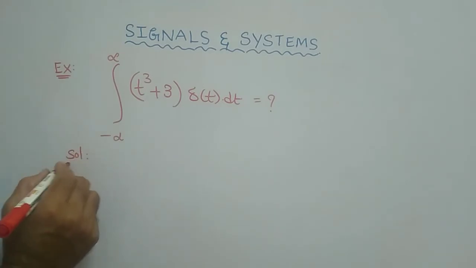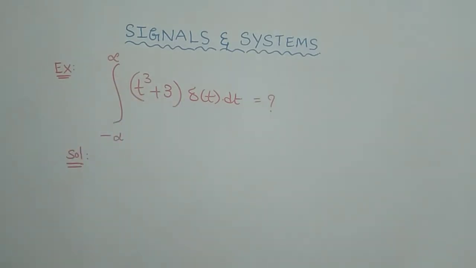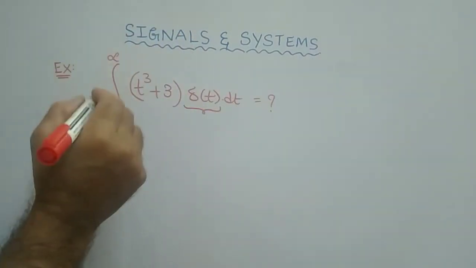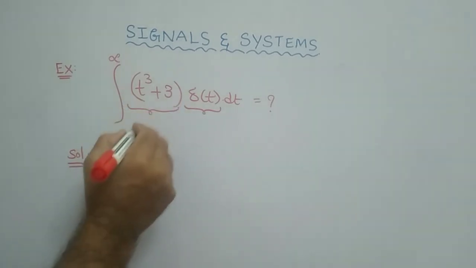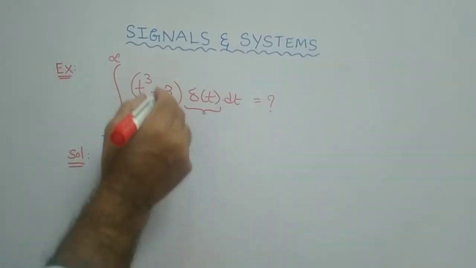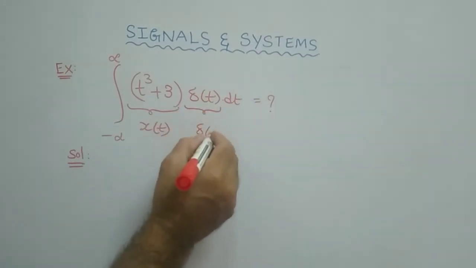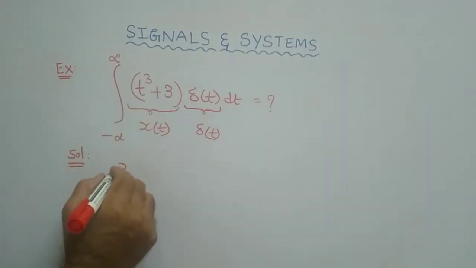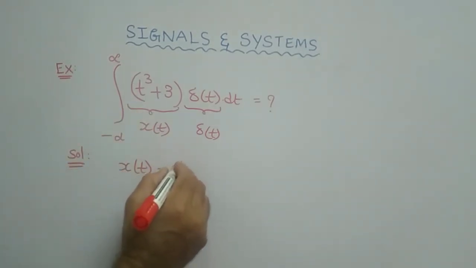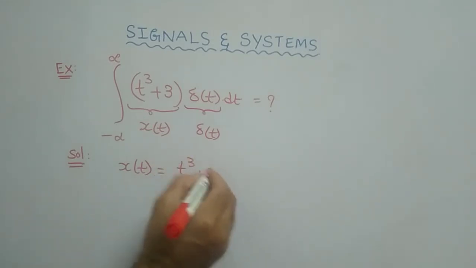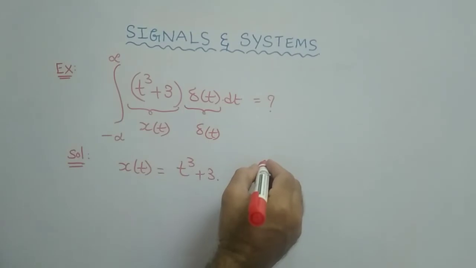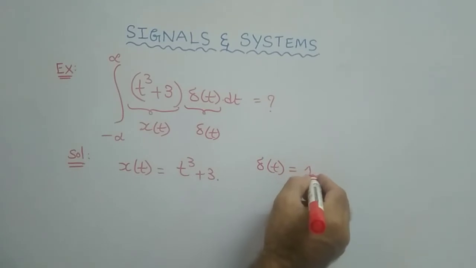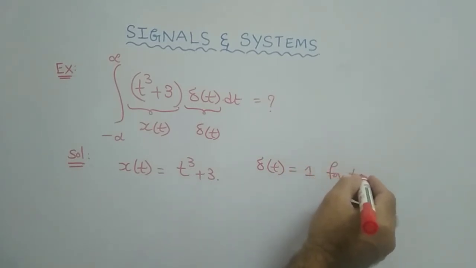So the solution part, if you see, tell me what is the x of t and what is the impulse function. Already it is given directly, delta of t. This is the impulse function. t cube plus 3 is your x of t. You must consider it as x of t. However, delta of t is already given. Therefore, write that x of t is equal to t cube plus 3. Then what is delta of t? And delta of t value becomes 1 for what value of t? t equal to 0. It is not shifted.